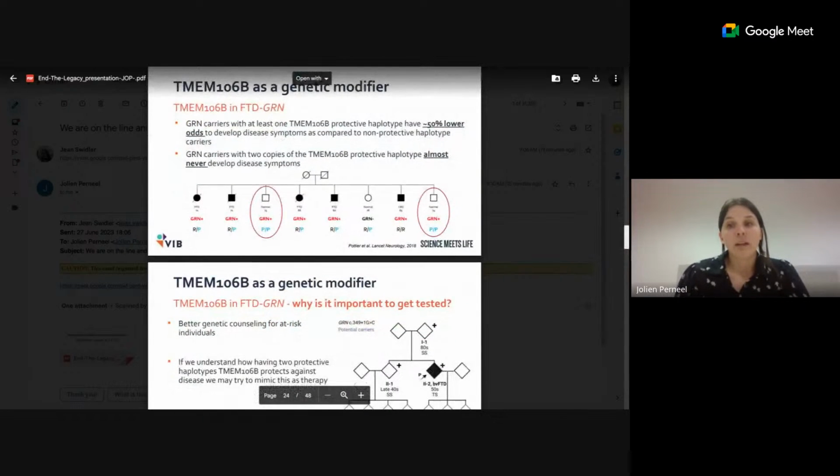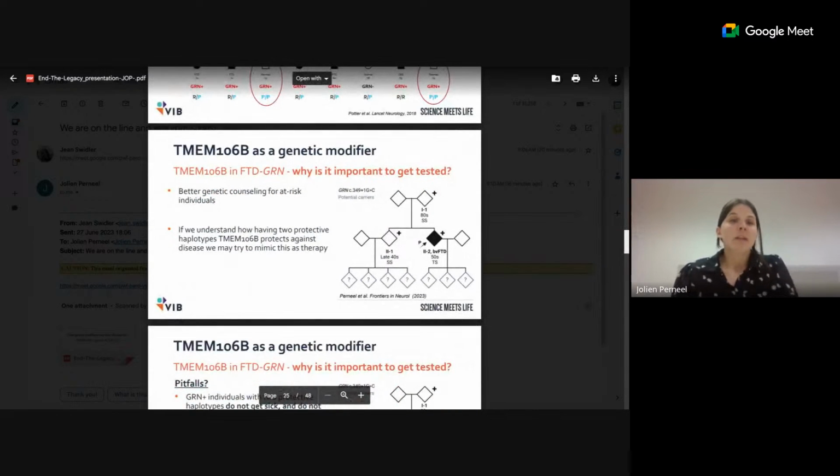And progranulin carriers with two copies of the TMEM106B protective haplotype almost never develop disease symptoms, which you can also see nicely here on the slide in this progranulin family. Despite carrying a progranulin mutation, these two individuals did not develop disease while they're already in their 70s, and they also happen to carry two protective haplotypes of TMEM106B.